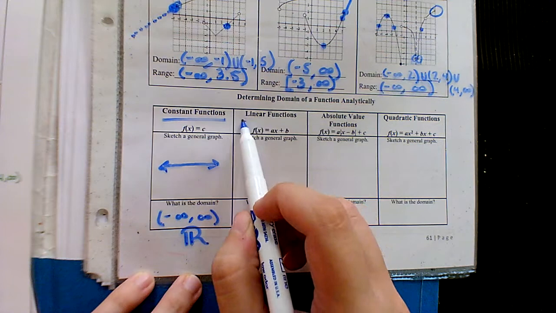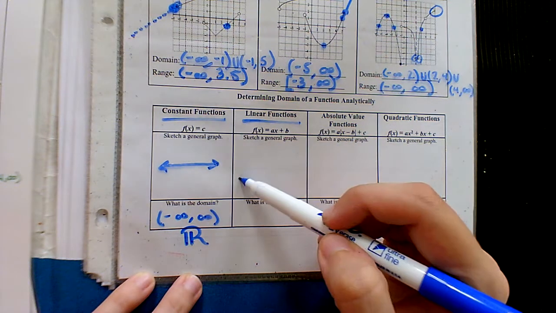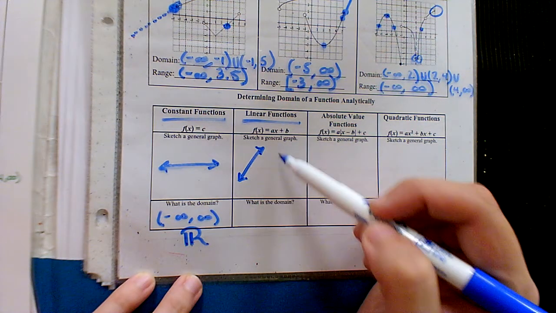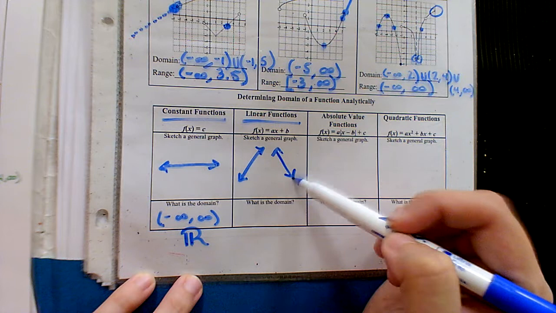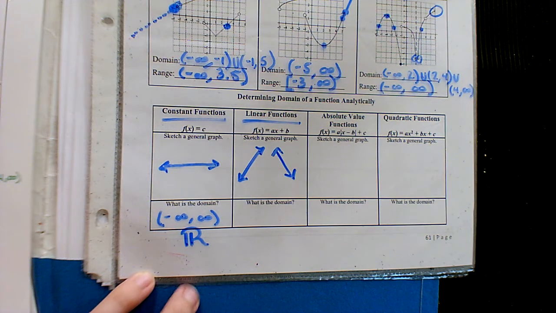Another function we should be familiar with are lines. So depending if the slope is positive or negative, your line could go up or down. If you were to drag your pencil left to right on a line, what would the domain be?